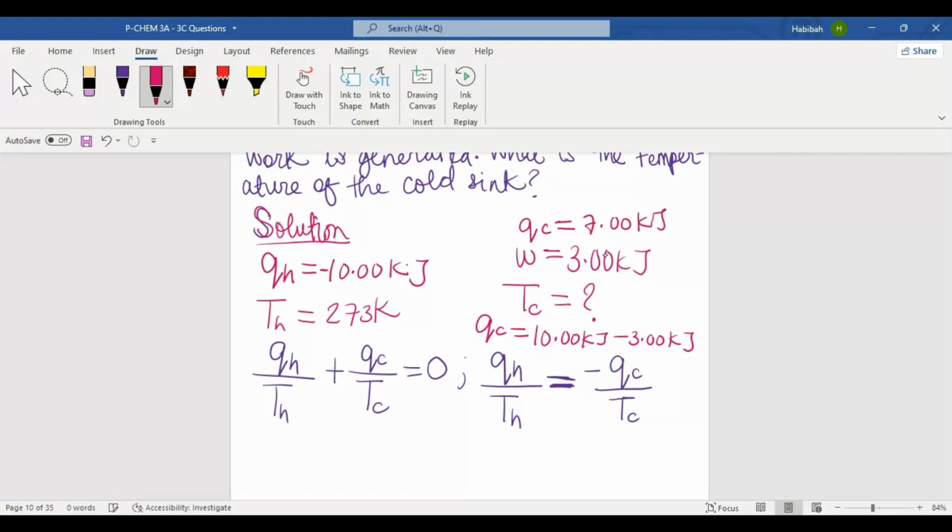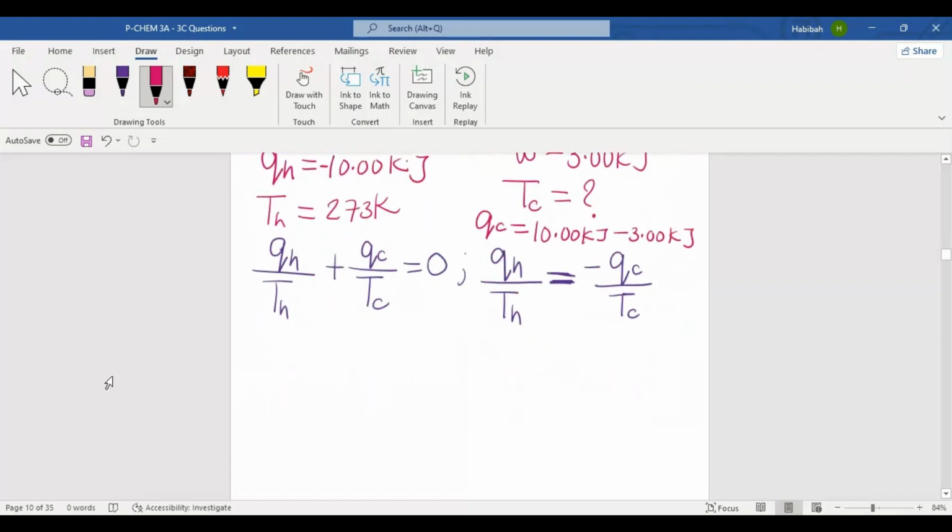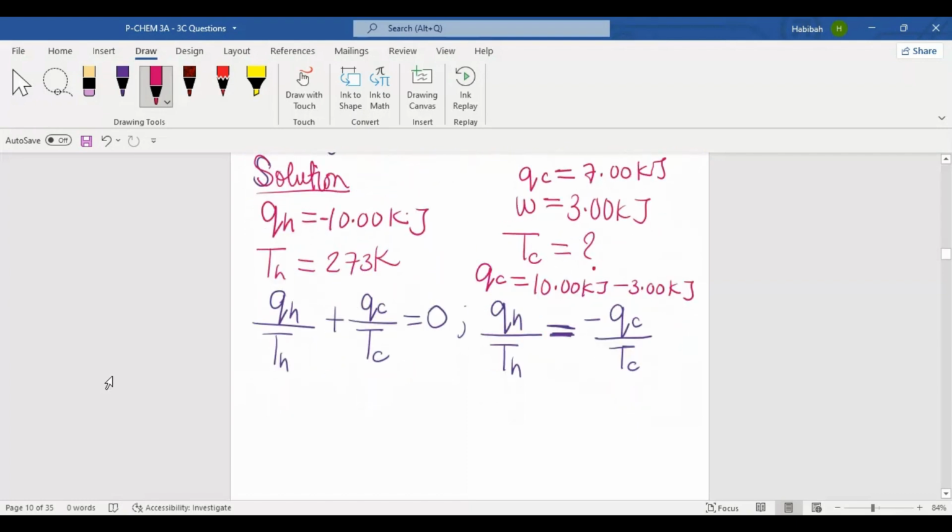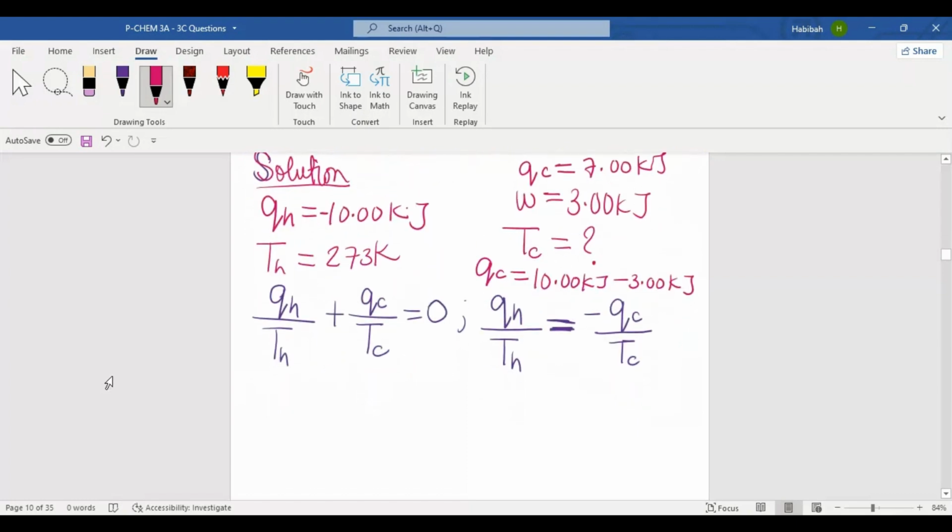Again, the negative for the hot source is just to denote the fact that the heat was taken from it. It's not necessarily that the value in itself is negative. If you want to put negative there, you would have to put an absolute value around the negative 10.00. Anyway, 10 minus 3 is 7. So now we have all of the information we need, and we just have to substitute.